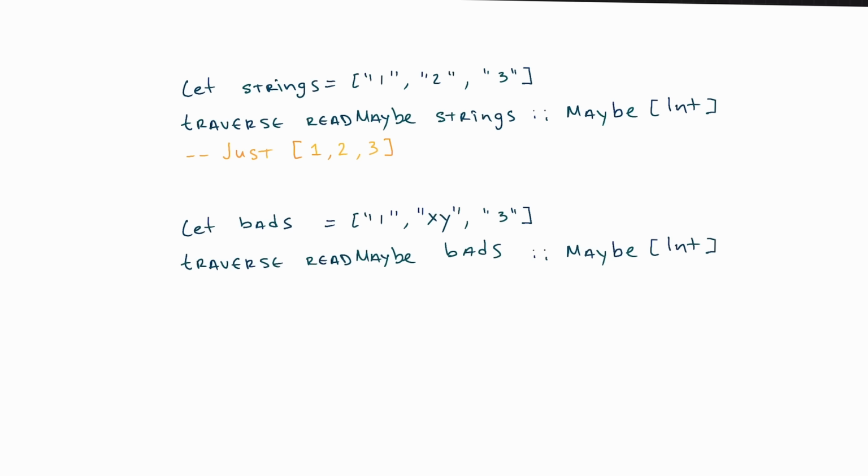If all of them succeed, like in this case, we get 1, 2, 3, we get a successful Just of a list. But if we have bad strings, and one of them is not an integer, XY cannot be parsed, it's going to be a None. It's going to be Nothing. So the whole list of strings cannot be parsed just because of one element, it short circuits and returns Nothing. This is quite powerful. Might not be as obvious, but it allows us to short circuit. It allows us to deal with more complicated things.